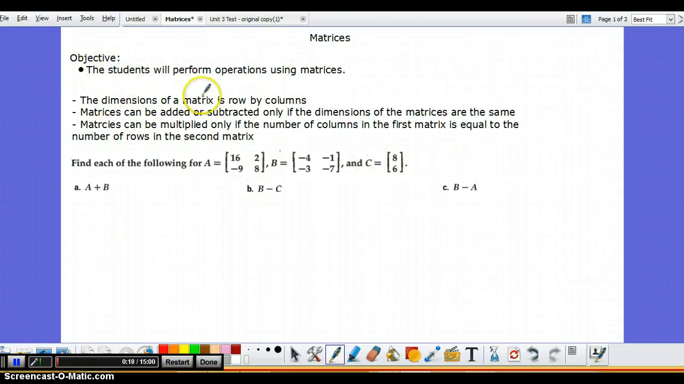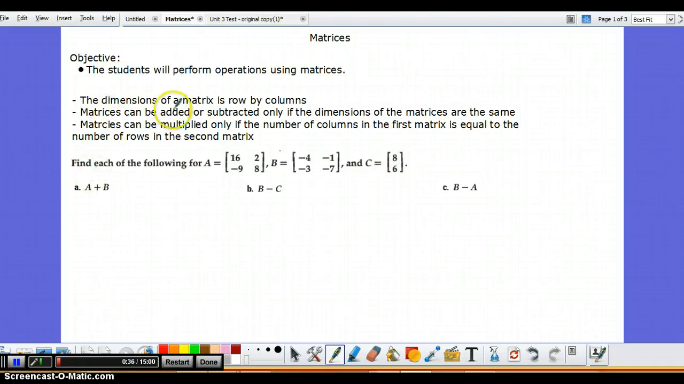The dimensions of a matrix is row by column. So when I look at this, there's 1, 2 rows, 1, 2 columns. So this would be a 2 by 2. This one is 1, 2 rows, 1 column. This would be a 2 by 1.